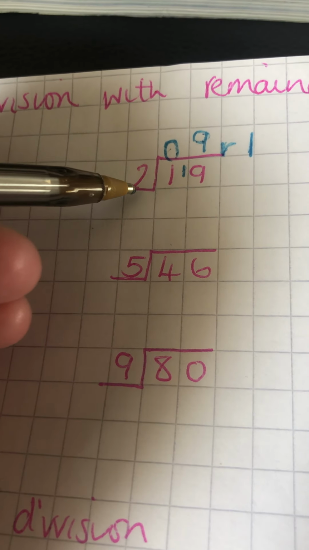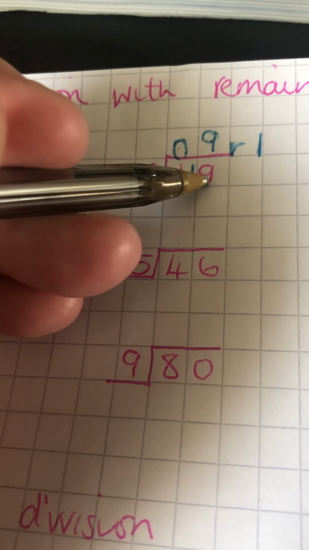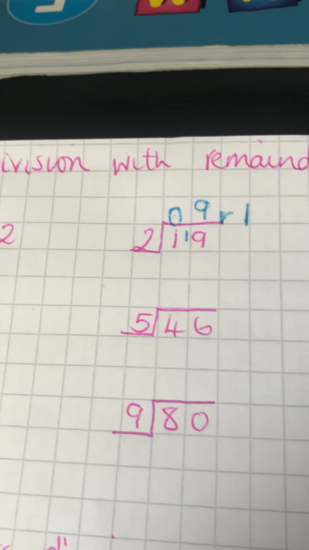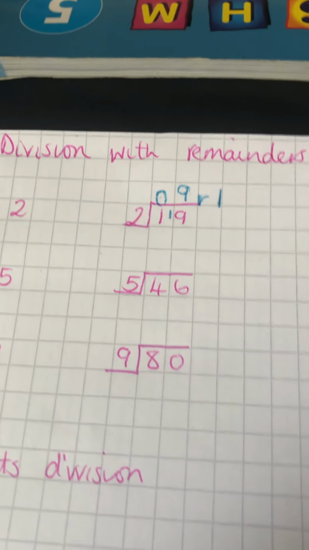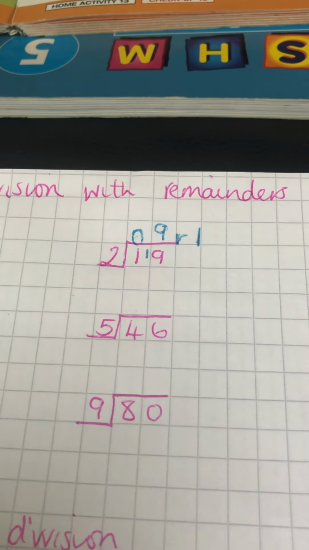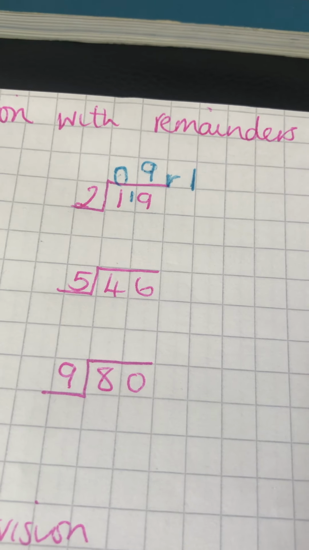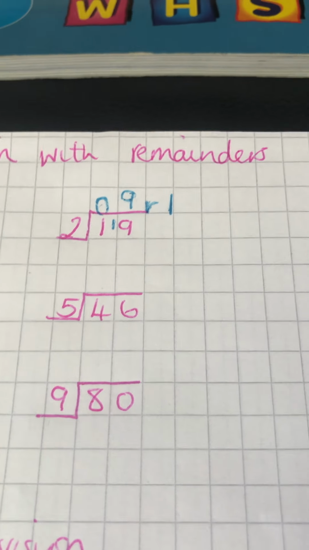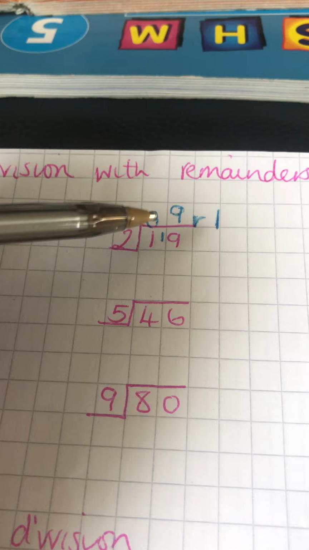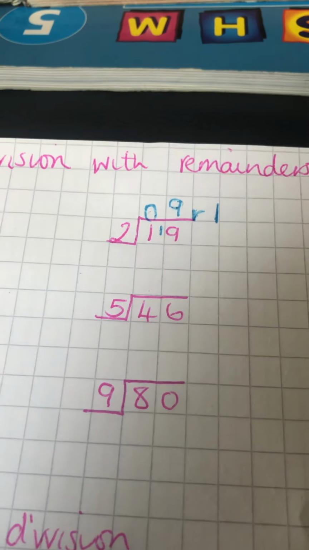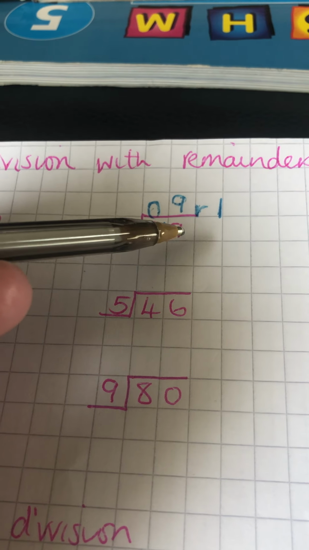So then we're needing to think to ourselves, 2 times what makes 19? Is 19 a station of the 2 times table? No, that's right, it's not. So what's the station below 19 in the 2 times table? That's right, it's 18. So 2 times what makes 18? 2 times 9 makes 18.